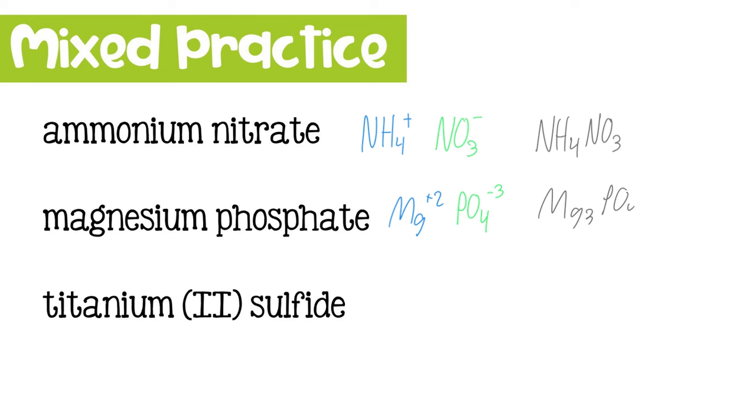Mg3(PO4)2. Now we have titanium, or Ti, with a +2 charge, and sulfide, which stands for sulfur and is S minus 2. When we crisscross our charges, we get Ti2S2, which simplifies to TiS.